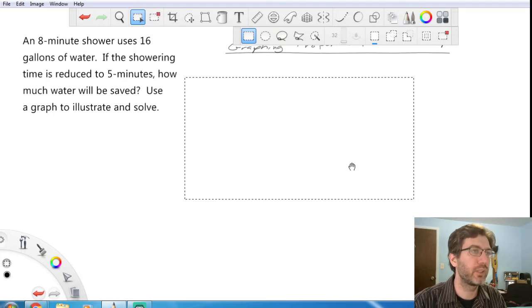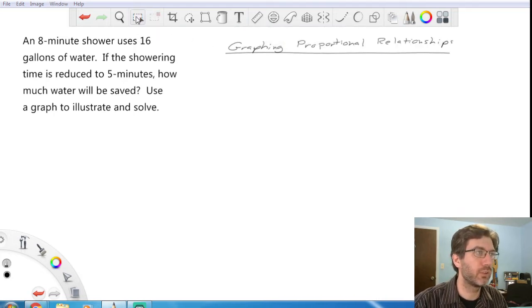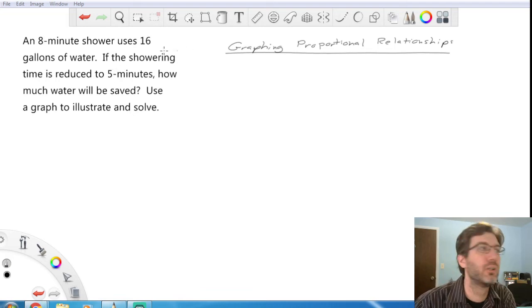But before we get there, we have to know what we're dealing with. You're going to get problems that ask you to graph a proportional relationship. So you have a problem here that says an 8-minute shower uses 16 gallons of water. If the shower time is reduced to 5 minutes, how much water will be saved? Use a graph to solve it. So basically it's giving you a ratio here: an 8-minute shower uses 16 gallons of water.